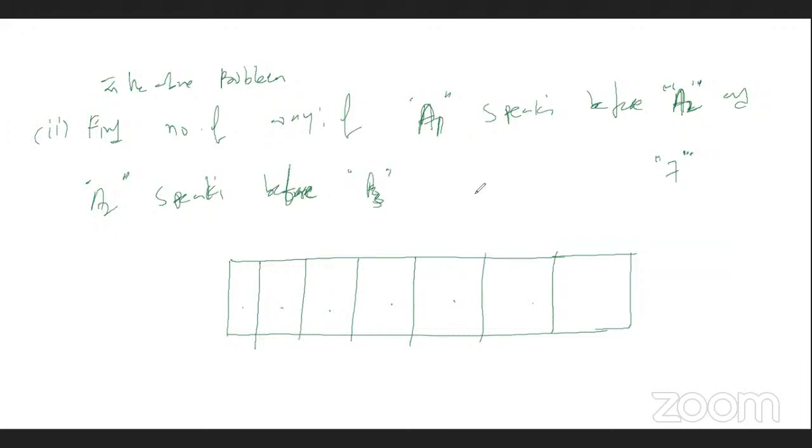Here, on which persons are we having a condition? A1, A2 and A3. First of all I want to arrange A1, A2, A3. So this A1 A2 A3 I can arrange in any 3 places out of the 7. Is it right?